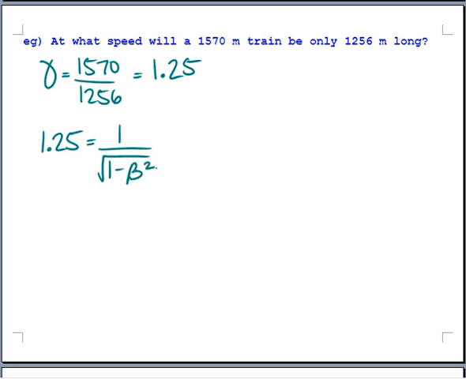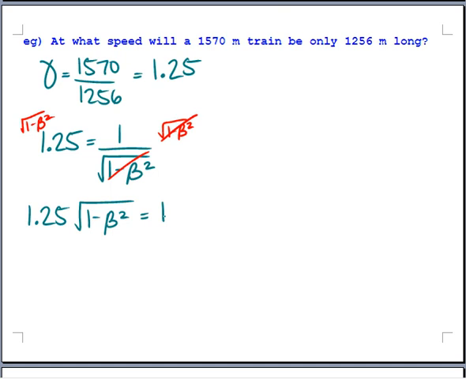Now what we have to do is a little bit of algebra. We're going to solve for beta. So what we want to do in this case is multiply both sides by the denominator of this fraction. So both sides are going to get multiplied by the square root of 1 minus beta squared. That's going to cancel out on that side and leave us with 1.25 times root 1 minus beta squared equals simply 1.